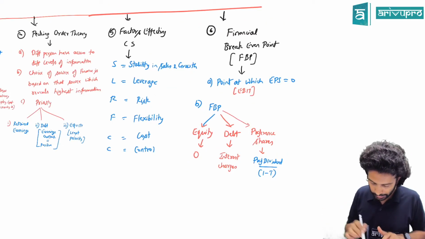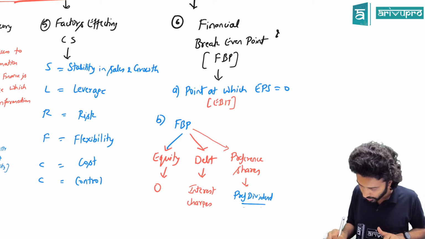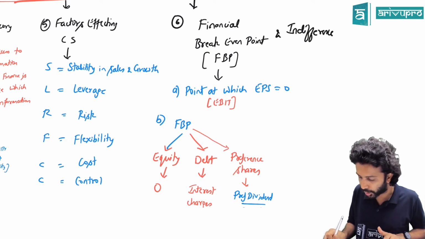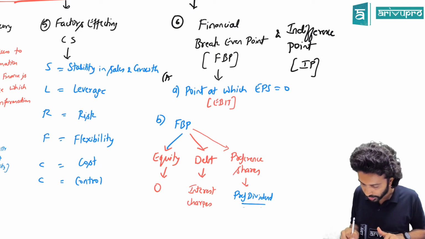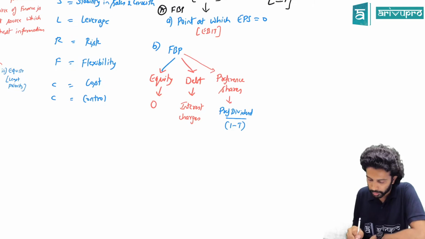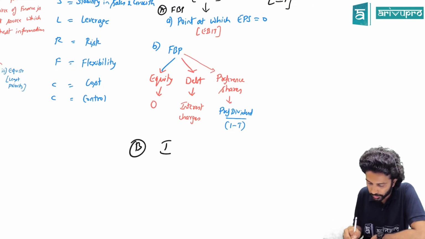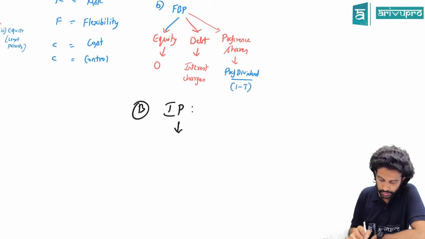So you can write it parallelly. I will write it as FBP and indifference point. You can write that as a 7th point. It is okay, I have space downwards, so I'll utilize that. Indifference point as an IP. So this I'll call A. All this is for FBP. I'm going to write B. This is for IP. For IP, what are the points we can write?